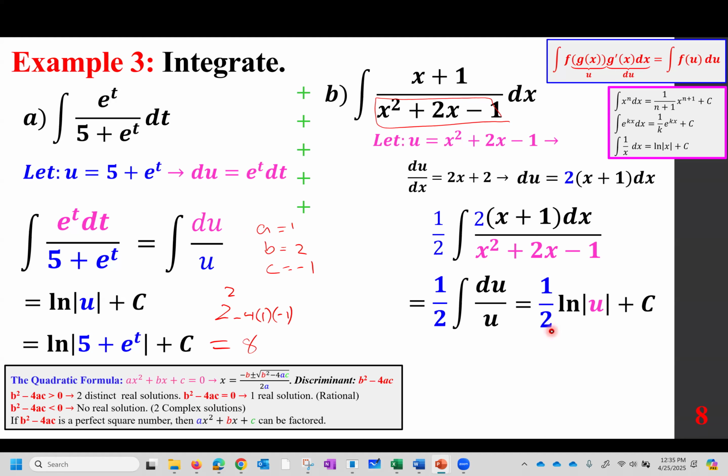So 1/2 ln of absolute value of u and a constant. This 1/2 doesn't go away, and u is replaced. So you get 1/2 natural log of absolute value of x squared plus 2x minus 1 plus a constant. You must keep the absolute values because this expression can be positive or negative. So you can't lose the absolute value sign. I can't emphasize this enough, everybody. Whereas here, because the expression is positive, you could lose the absolute value sign. It's not a big deal.